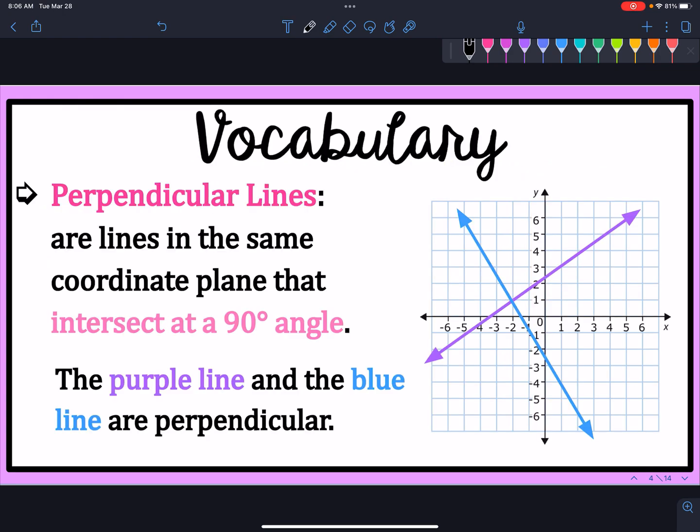So perpendicular lines are lines in the same coordinate plane that intersect at a 90-degree angle. In this example, the purple and the blue line are perpendicular. So they are intersecting right here at a 90-degree angle. Please make sure you write this down with the first 2 bullet points.